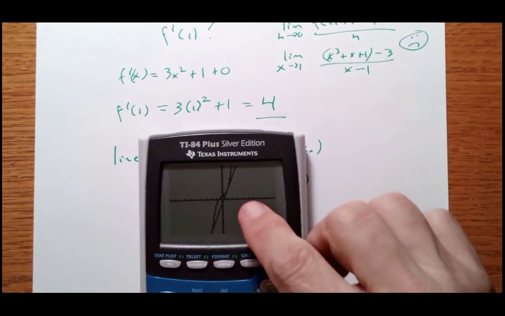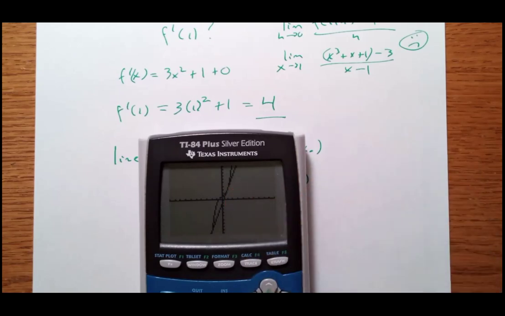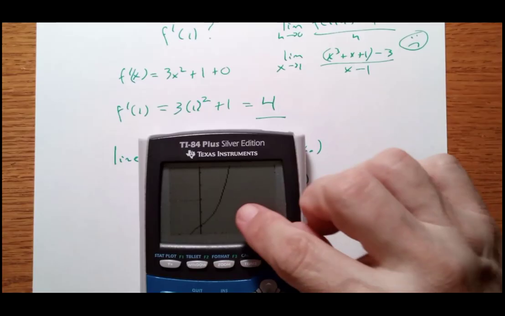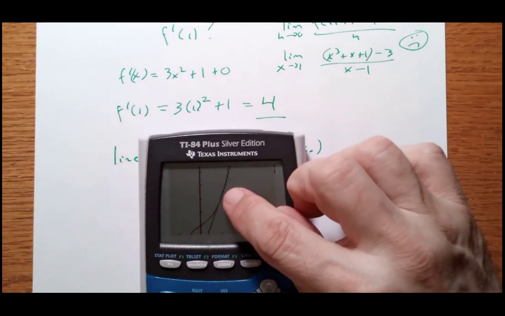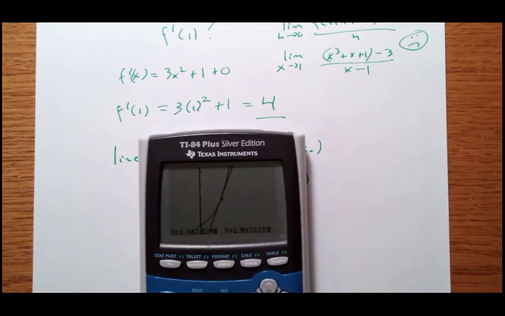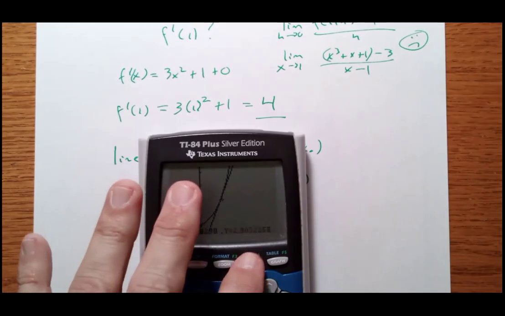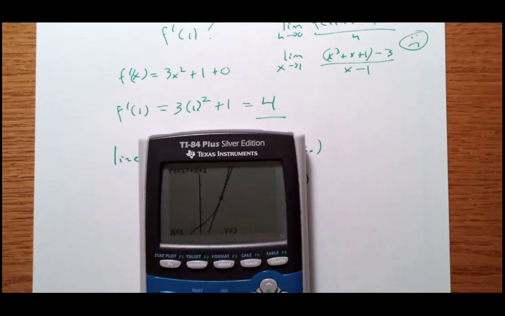And just at the point right there where the two meet, they're tangent. We could even zoom in and take a look right there. There's the cubic. There's my tangent line. Ta-da!